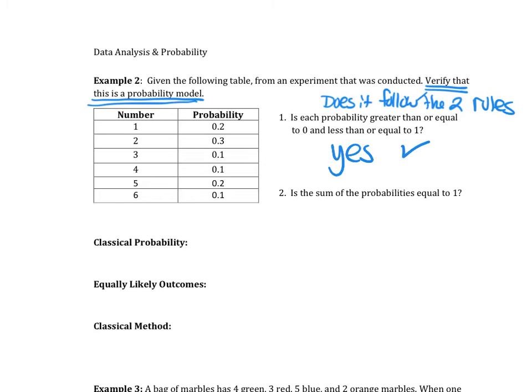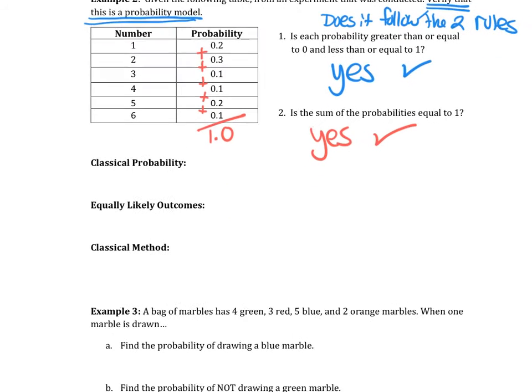Follows rule number 1. And then rule number 2, we have to add up our probabilities and see if they equal 1. We add them all up. And I think it does, 1.0. So since it follows both rules, then yes, it is a probability model. It has to follow both of them, so if it follows one rule but not the other, then it's not a probability model. Both things have to be good in order for it to be a probability model.